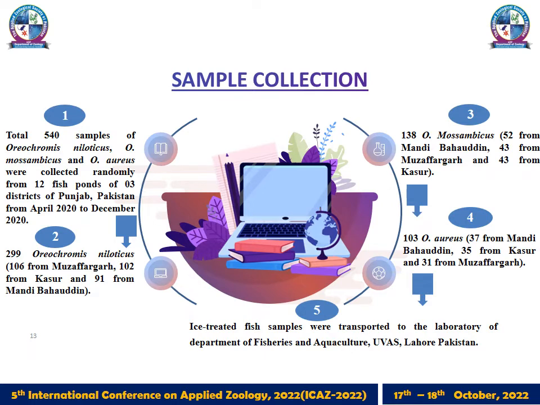And I collected total 540 samples of 299 Oreochromis niloticus, 138 of Oreochromis mossambicus, and 103 of Oreochromis aureus, from 12 fish farms of 3 districts of Punjab, Pakistan, and then I treated them with ice and transported to the laboratory of Department of Fisheries and Aquaculture, UVAS Lahore.